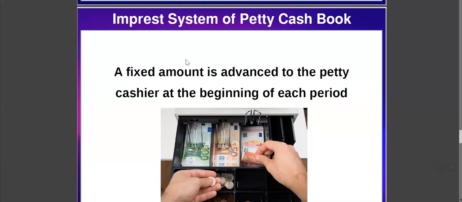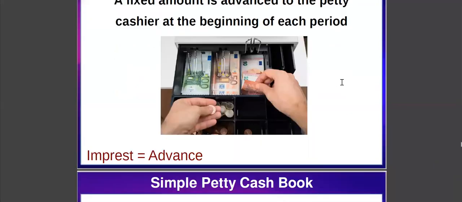Imprest system of petty cash book: a fixed amount is advanced to the petty cashier at the beginning of each period. That person, the petty cashier, nowadays we can call a clerk. You can see in any office, there is no need to appoint a petty cashier separately nowadays. This also comes under clerical work. Imprest is equal to advance.